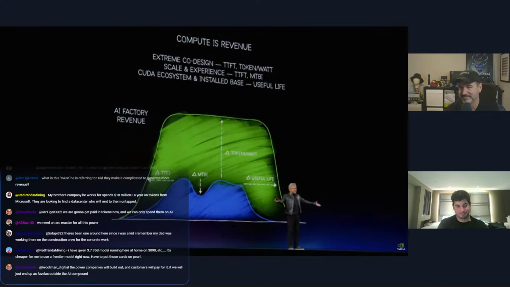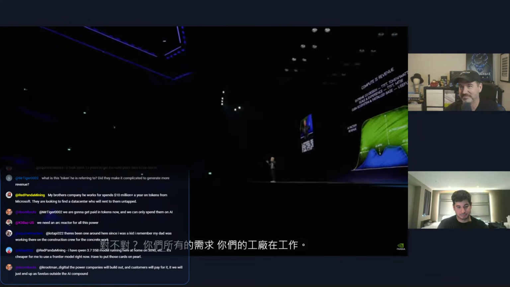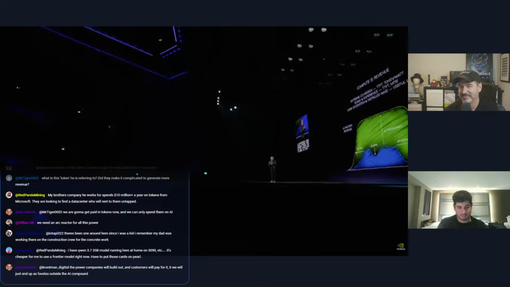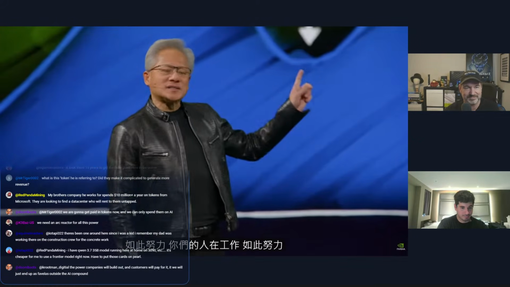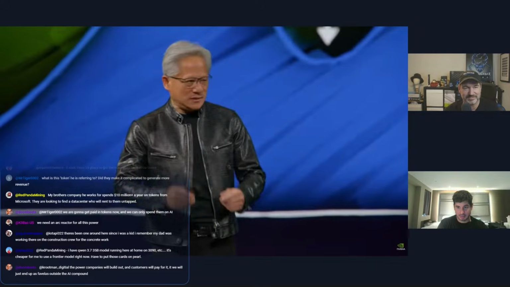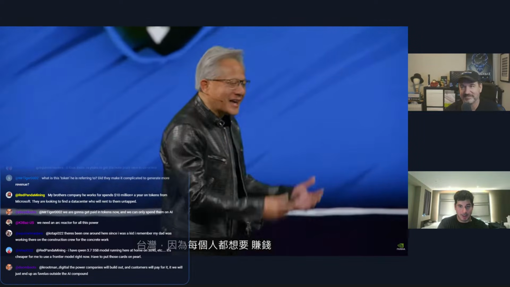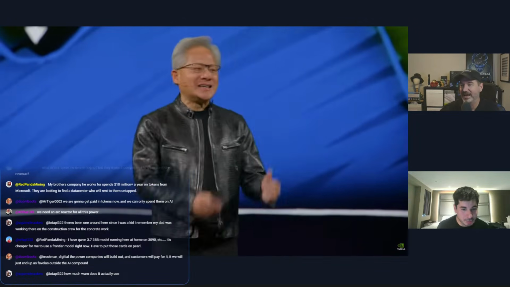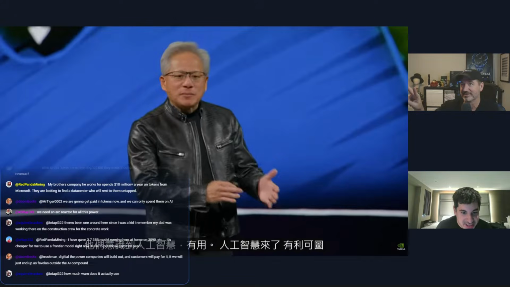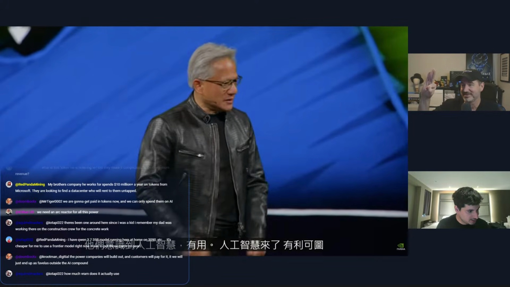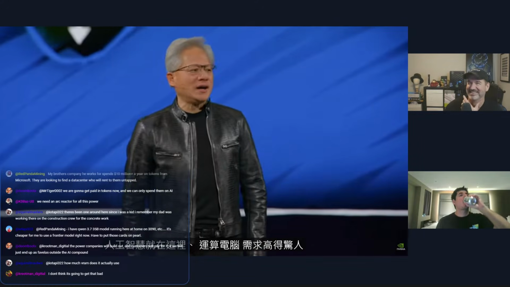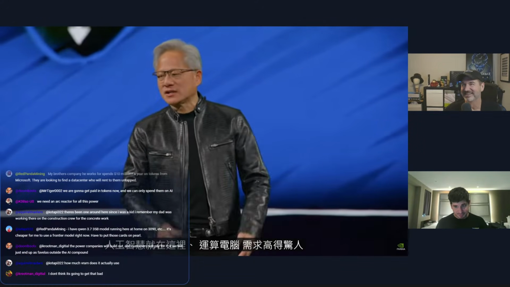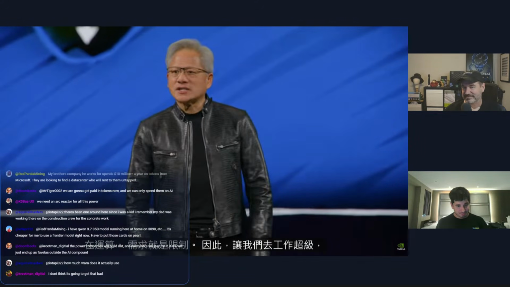All of your demand, your factories are working so hard, your people are working so hard all across Taiwan. Because everybody wants to make money. They realize that AI is useful, very useful AI, limited production, profitable AI is here. Compute demand is incredibly high, and compute demand is the constraint. And so let's go work super, super hard.